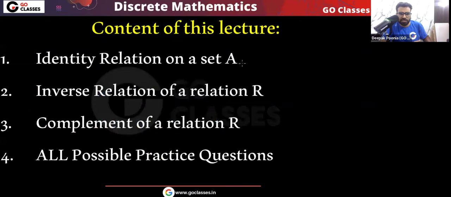So let's see the content of this lecture. We will study the identity relation on a set A, the definition of identity relation. Then we will study the inverse relation of a relation R. Then we will study the complement of a relation. So these three concepts we will study, and then all possible practice questions we will solve. Okay, so let's start.